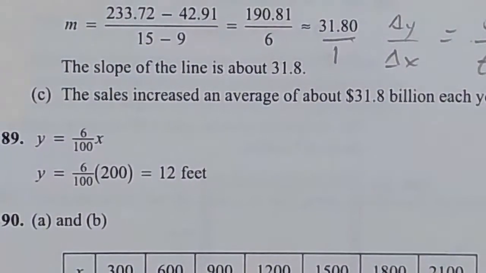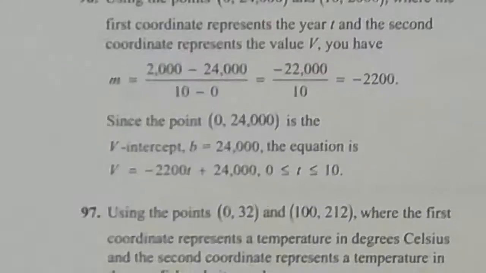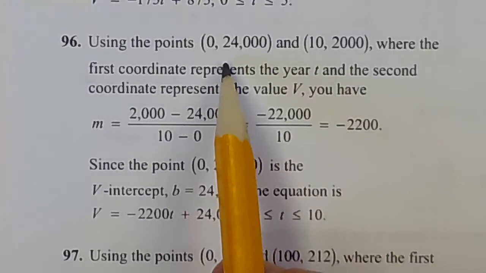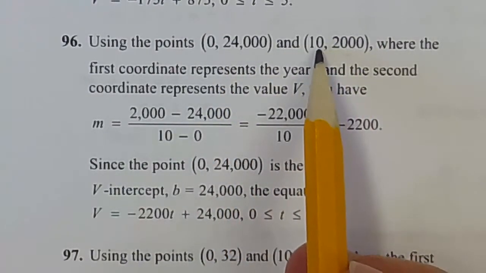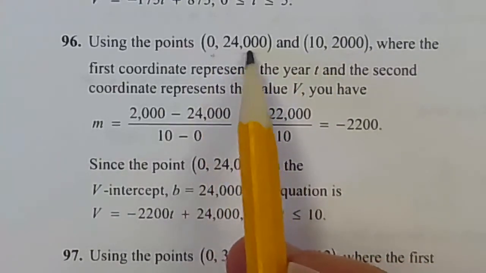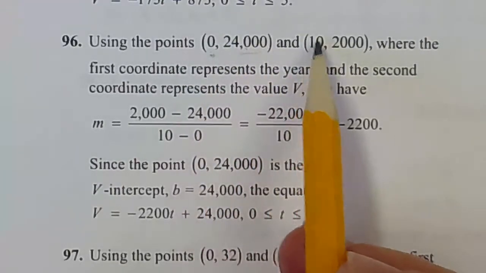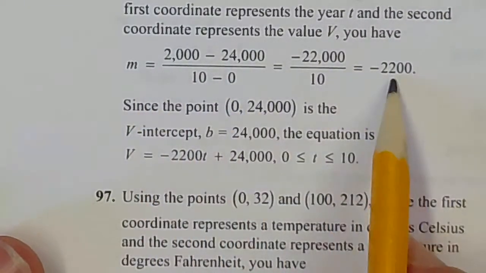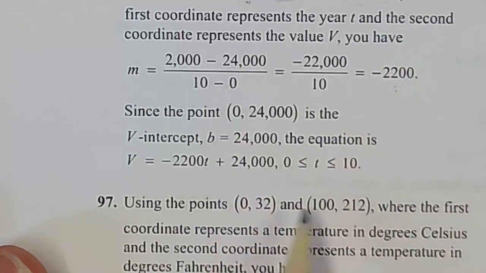96 and 98, last two. 96 is right here. Okay, the key is to get the points. So again, it said 10 years later, the copy machine is worth $2,000. So how much time has passed at the beginning when it was $24,000? 0. Okay, so 0 time has passed, value $24,000; 10 years has passed, $2,000. Now that you have this, find the slope. And now you have the slope and a point. So use point slope form to get it going.